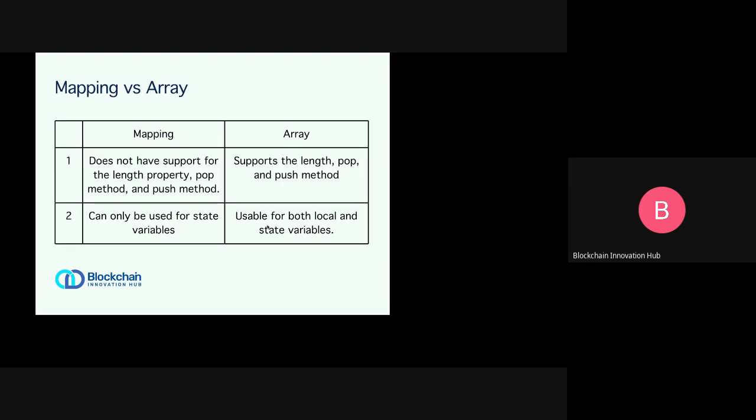So what's the difference between a mapping and an array? The difference is that an array supports length, pop, and push methods. So you can calculate the length of an array, but you cannot calculate the length of a mapping. Another thing about mapping is that mappings are initialized by default from A to Z. Even if the index does not exist, it will return the default value of that data type.